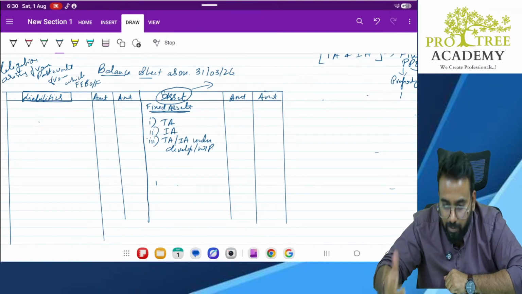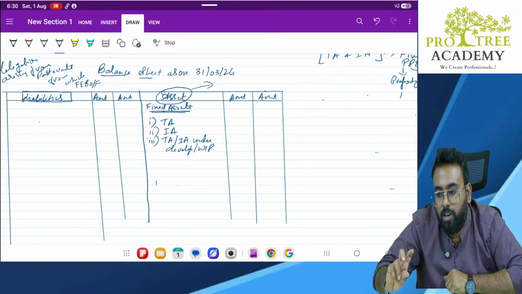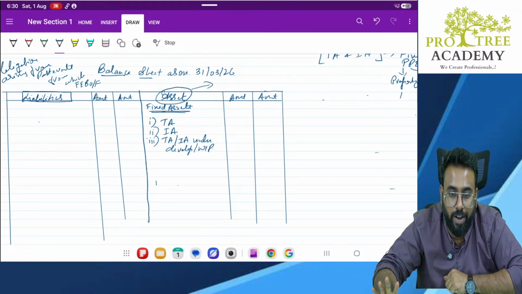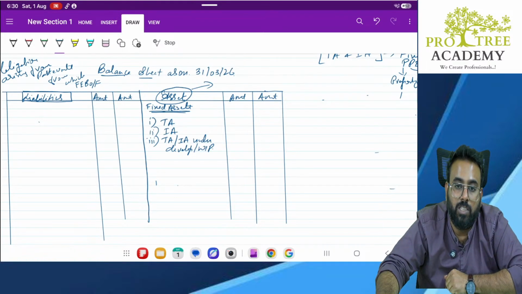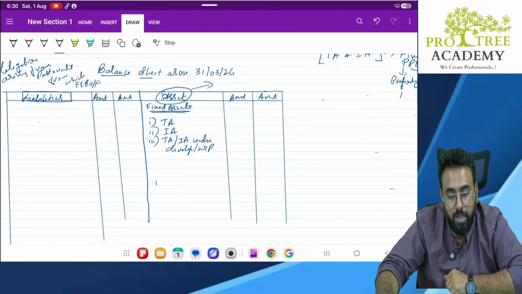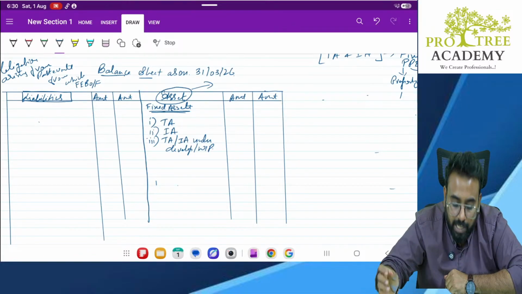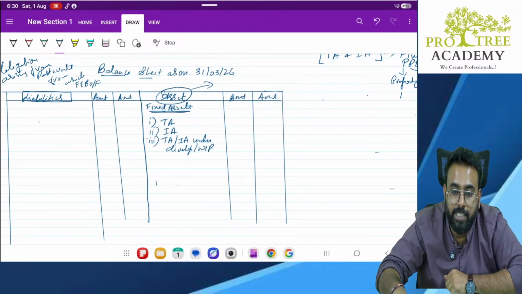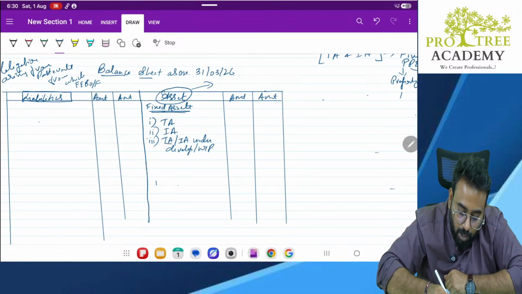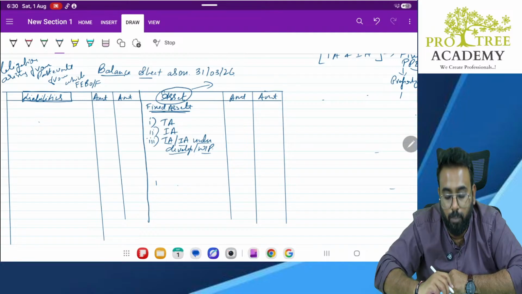Why? Because it will come under fixed assets only, but it will not be called tangible assets because the building is not yet ready to be used. When the building gets ready to be used, then only it will be classified under tangible asset. Otherwise, it will be shown under tangible or intangible assets under development, or WIP.